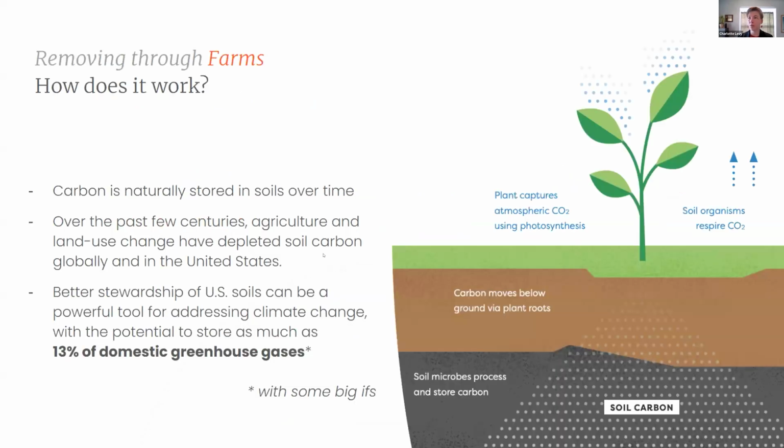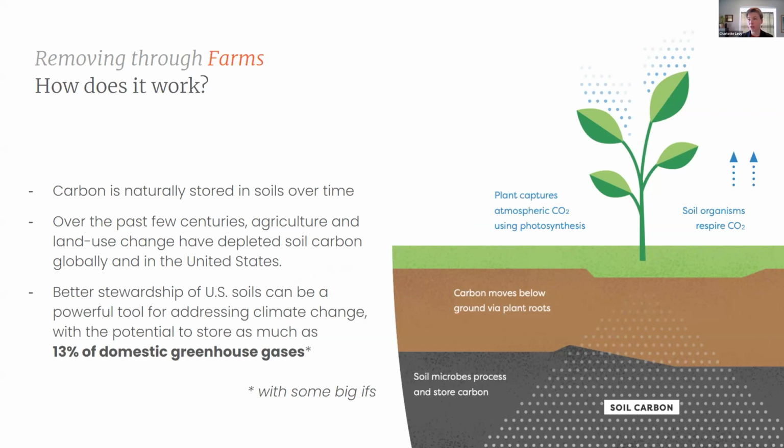So thinking about removal through farms, how does this work? Carbon is naturally stored in soils over time. However, many agricultural processes actually deplete a lot of the carbon that would be stored in those soils. The reason for that is because there's a lot of processes that are intended to help enhance the growth of the plants, but which also come at a cost of the carbon storage in the soils.